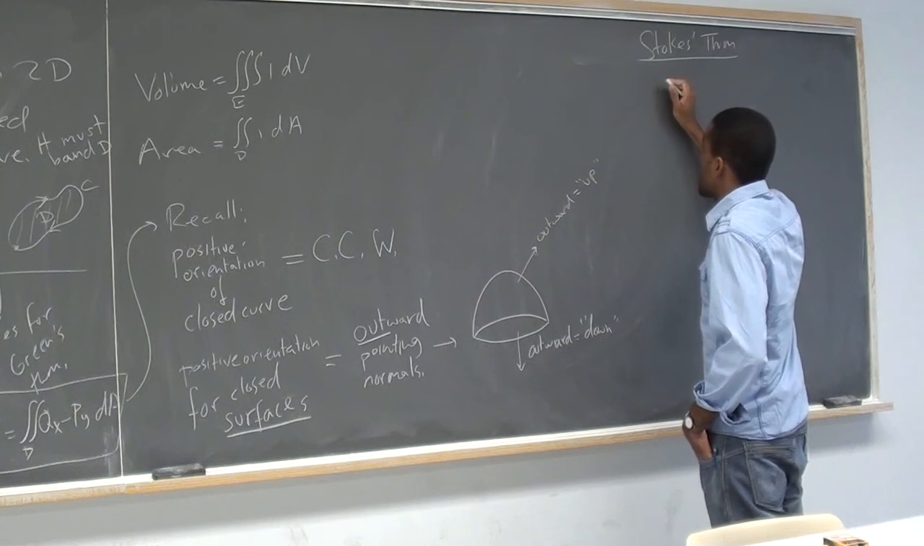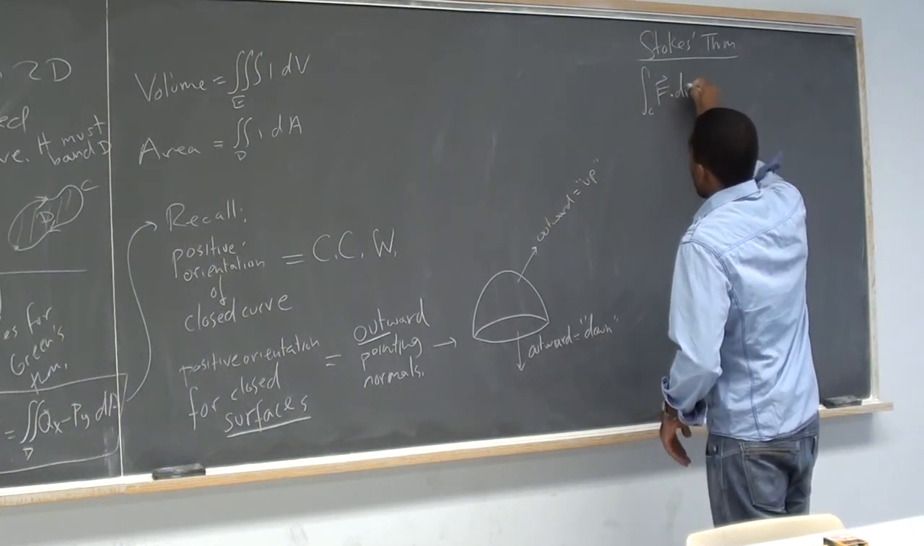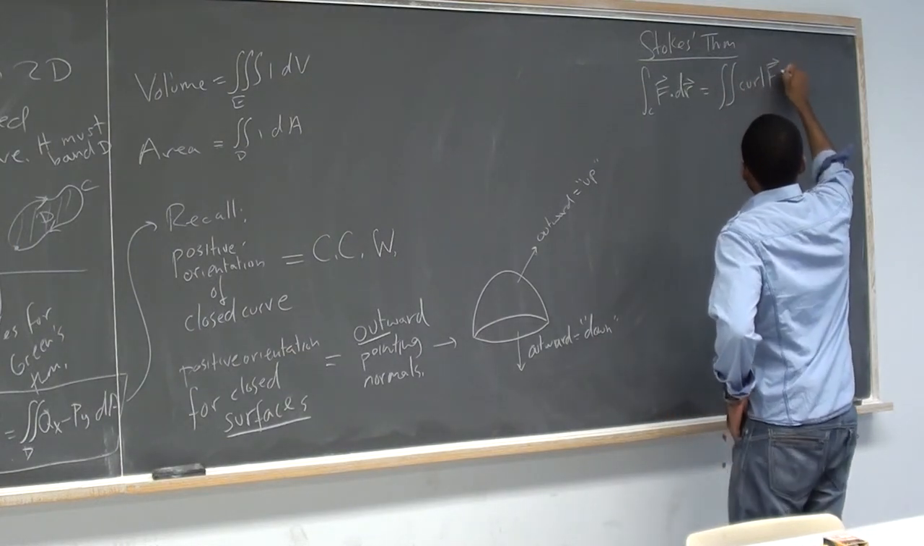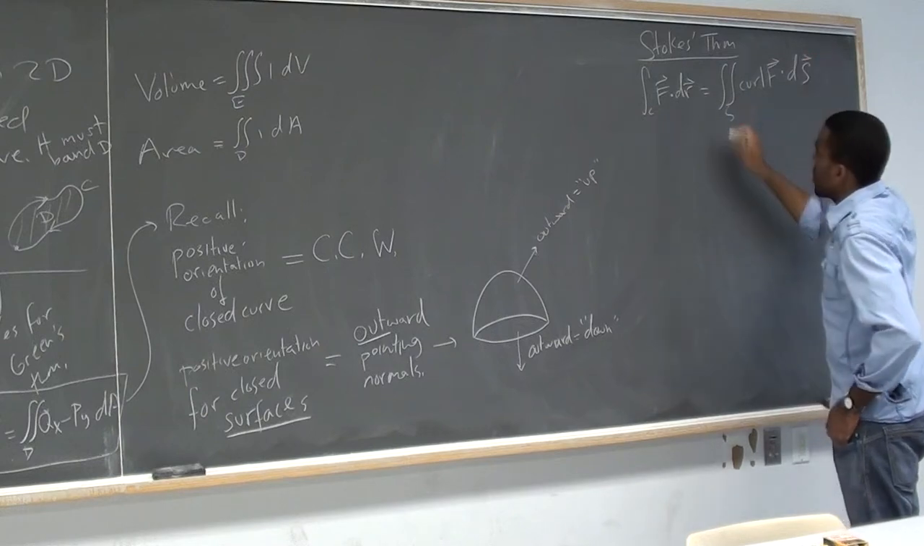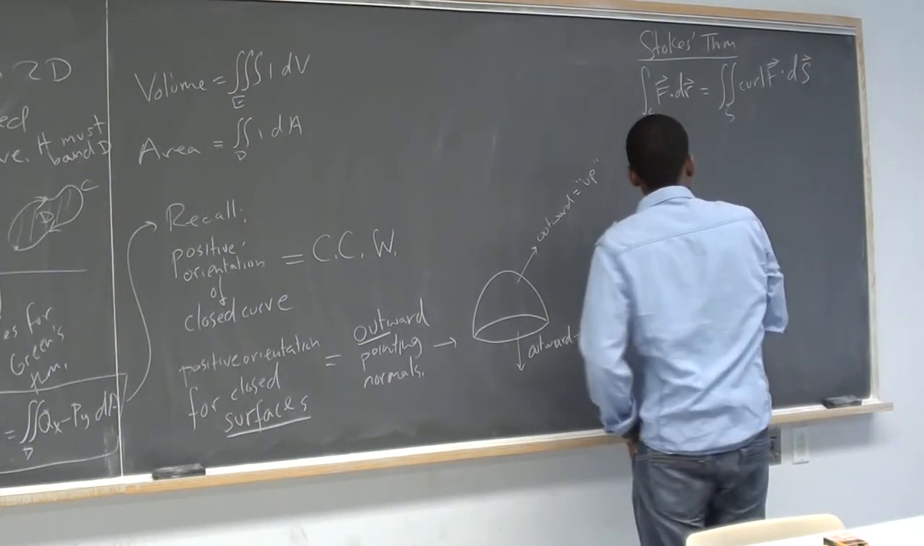That equals F dot dr, the work integral, is equal to the double integral of curl F dot dS, which is curl F dot n dS. And what is S? S is the surface.